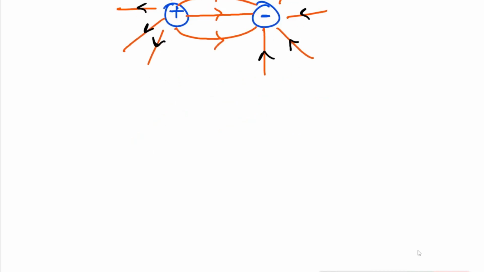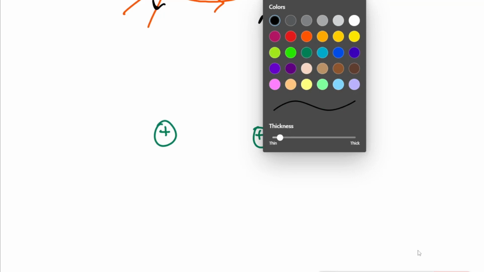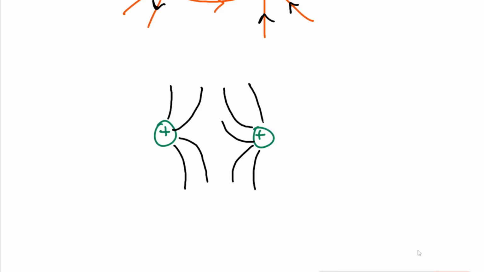Alright, so we have to look at two like charges. Let's say this is a positive charge and this is another positive charge. The electric field between them is going to go like this. They will not interact with each other, and there will be a space between them that is going to remain empty, which shows that there is no interaction of electric field between them.